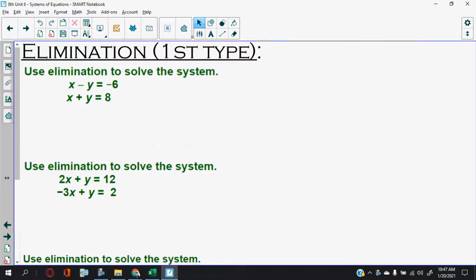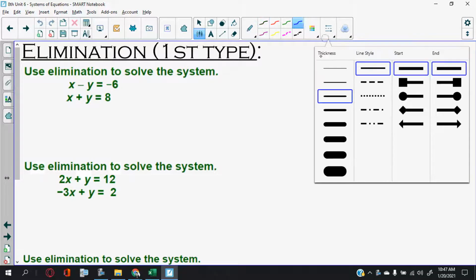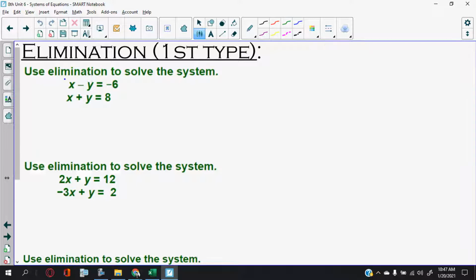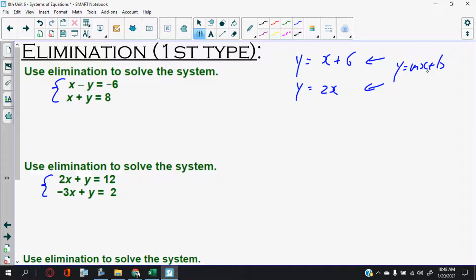Now, with elimination, I just want to say that most of the time, almost all the time, you'll see equations in standard form. Whereas graphing is typically given in slope-intercept form, because that makes it easy to put into the graphing calculator. So that's the first way.